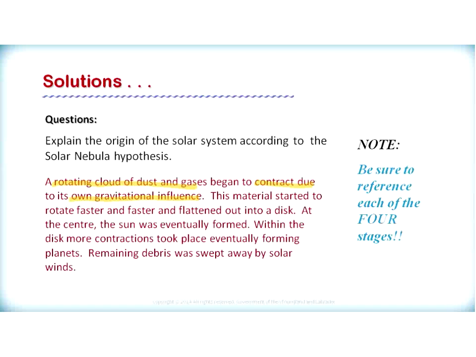The second point would focus on the material starting to rotate faster and faster, and as it rotated faster and faster, it flattened into a disk. So be sure to mention the material starting to rotate faster and faster, and it flattened into a disk. That's the key point for stage 2.